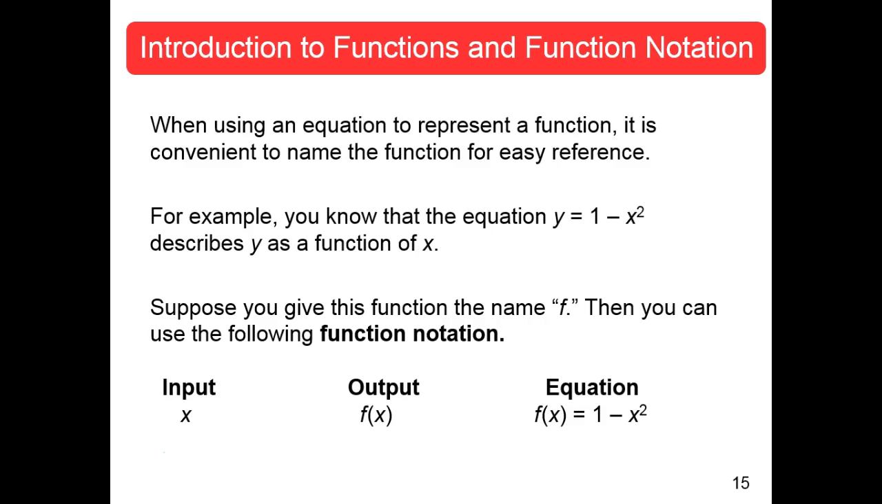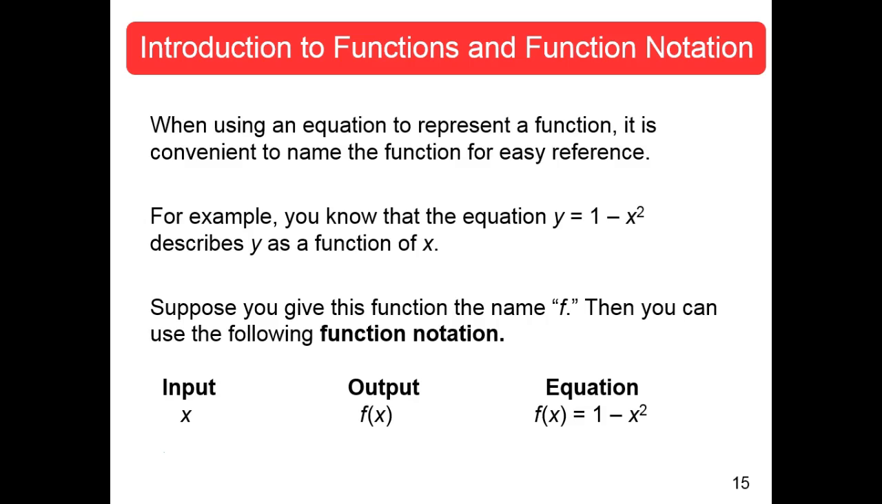You could have named it Fred or Susie. You could have named it anything you wanted to, but they just named it f. So then you can use the following function notation. Thank you, Leonard Euler. He came up with this idea. The input is your x, in this case, because that's what your independent variable is.